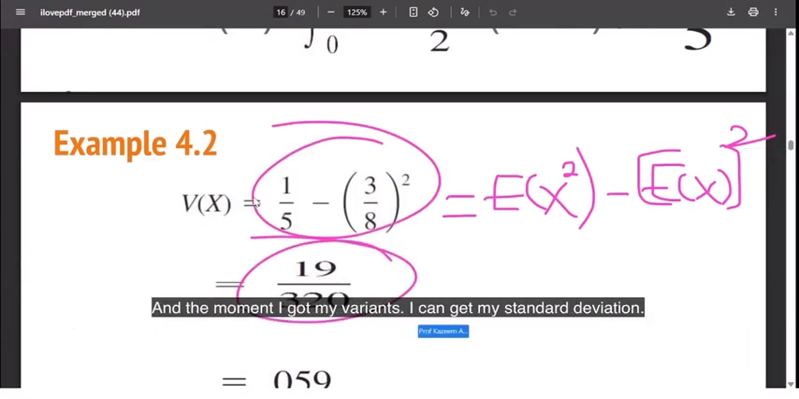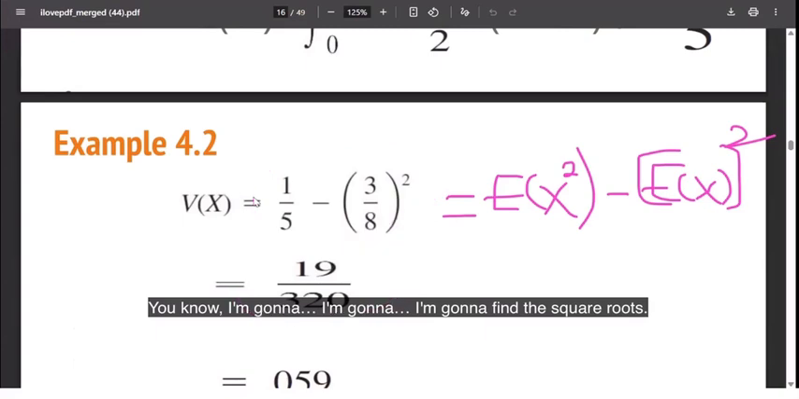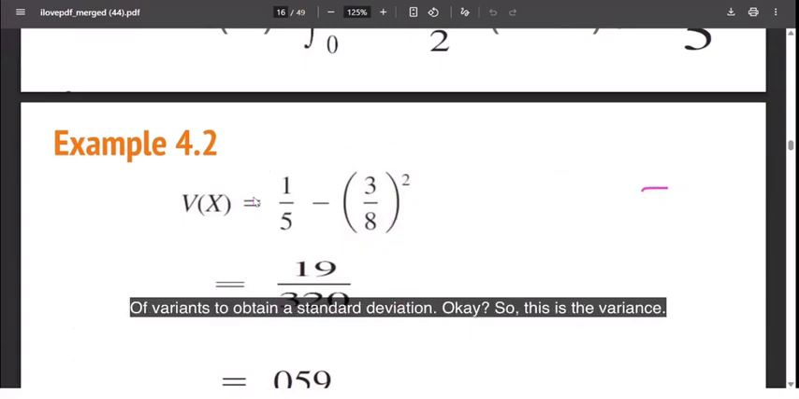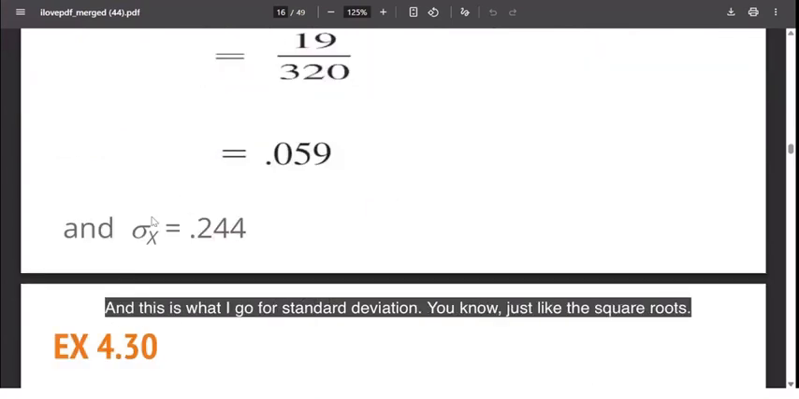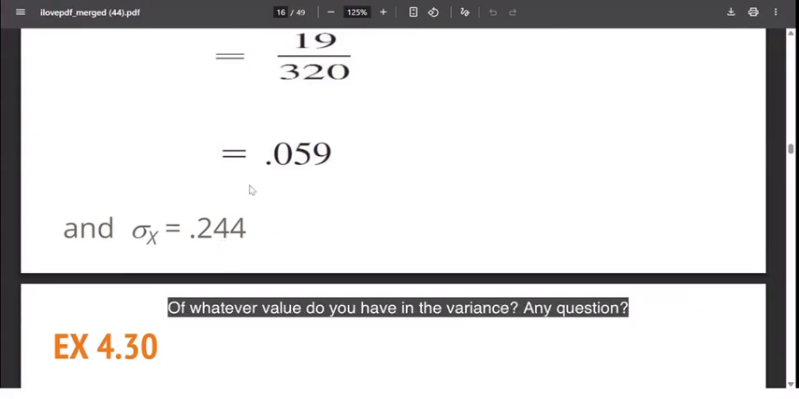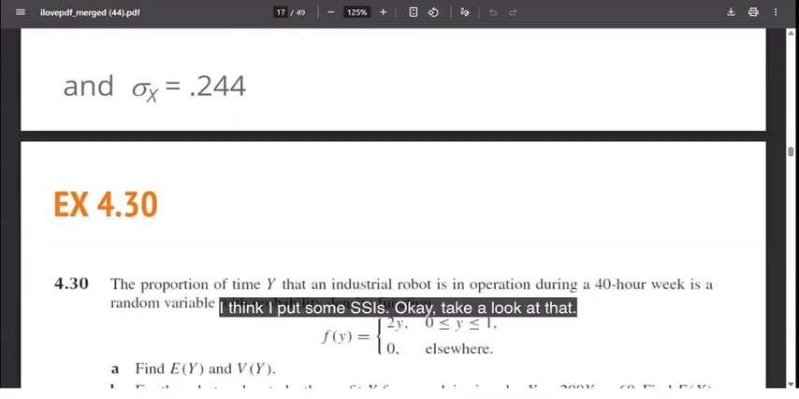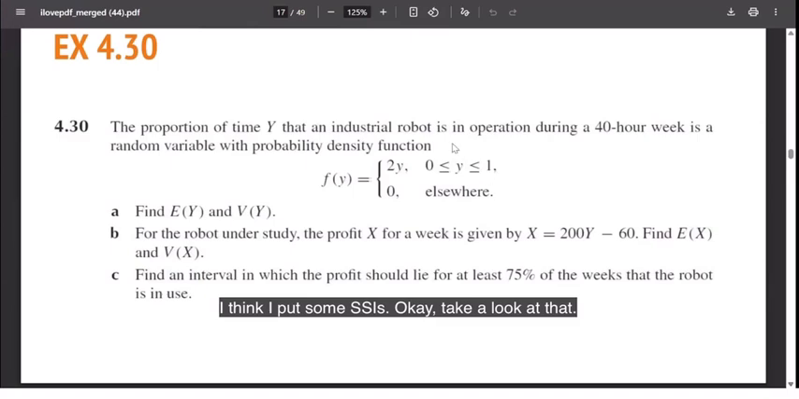The moment I get my variance, I can get my standard deviation. I find the square root of variance to obtain the standard deviation. So this is the variance, and this is what I got for standard deviation. Just take the square root of whatever value you have in the variance. Any question? I think I put some exercise. Take a look at that.